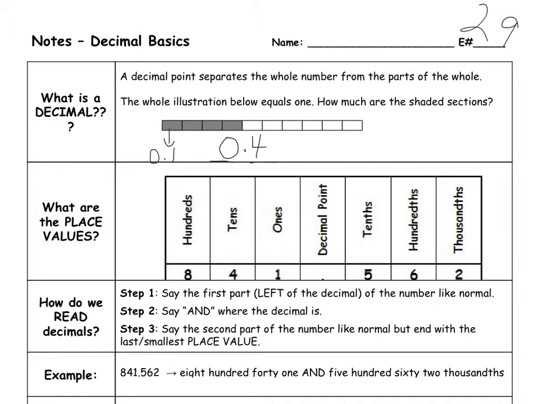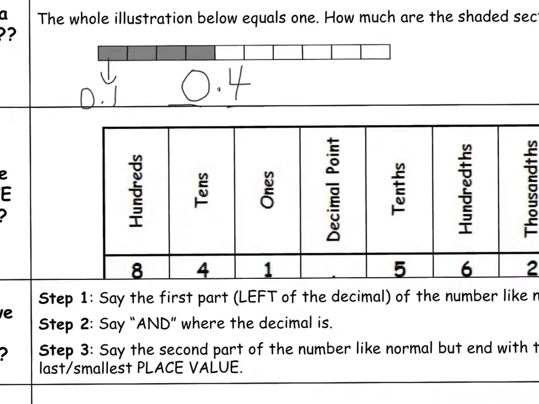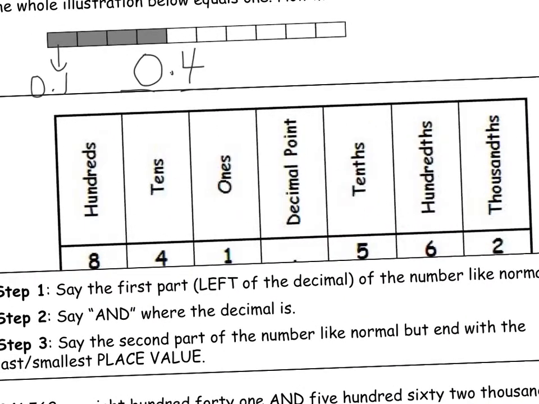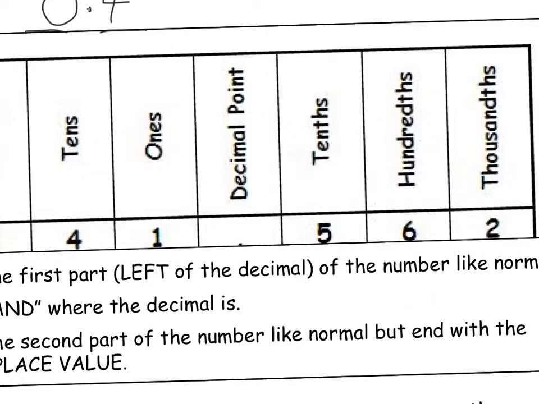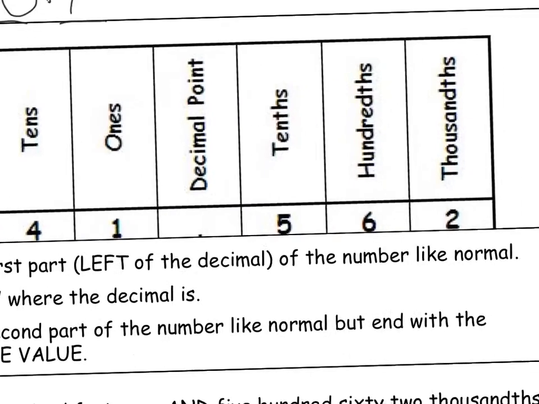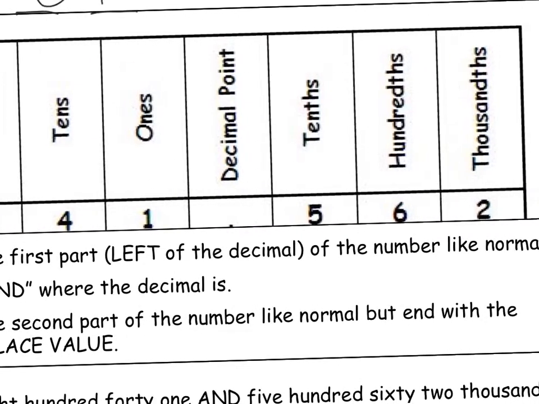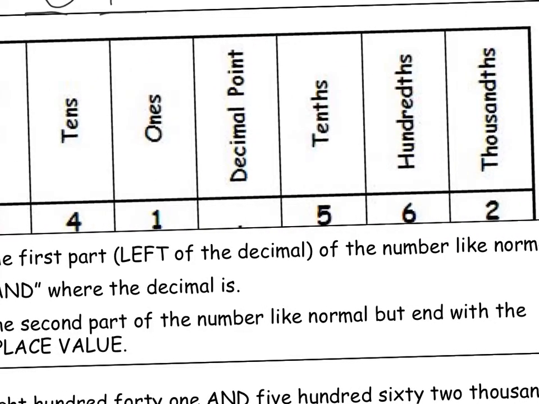What are the place values? Well, for whole number place values, we have hundreds, tens, ones. And after the ones place value, that's when we have our decimals. The decimal point separates the whole numbers from the decimal values. And of course, after the decimal point, we have tenths, hundredths, thousandths. And we'll go on, but today we're just going to be talking up until the thousandths place.